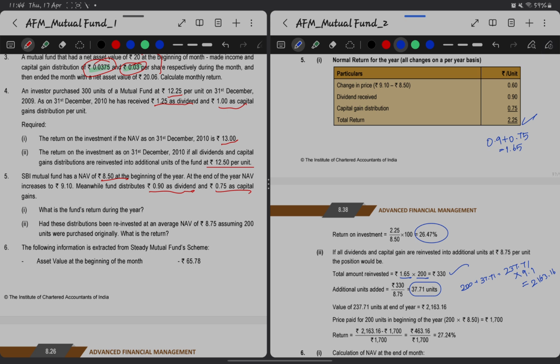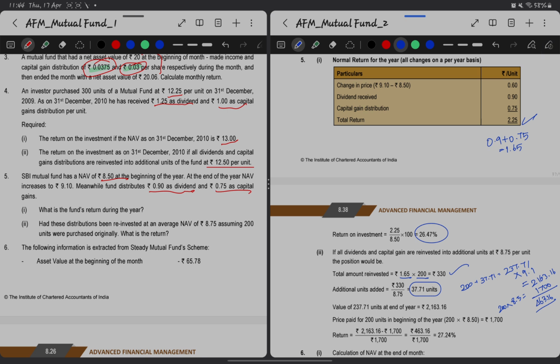Now this 2163.16 is the money at the end of the year, and during the year we have not got anything because we have reinvested everything in the mutual funds again. So the initial value will be 200 multiplied by 8.5, correct? So 200 multiplied by 8.5, which is nothing but 1700. So the return which we got is 463.16, which is nothing but the unrealized capital gain.